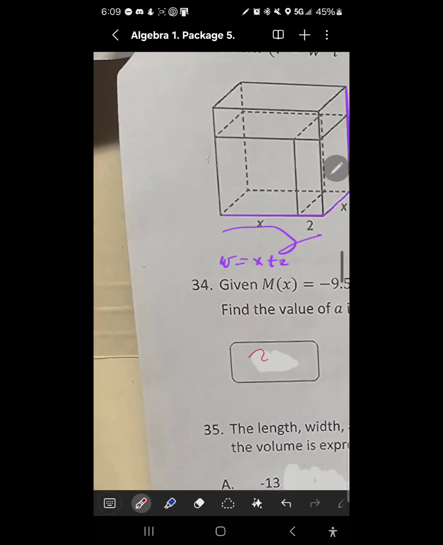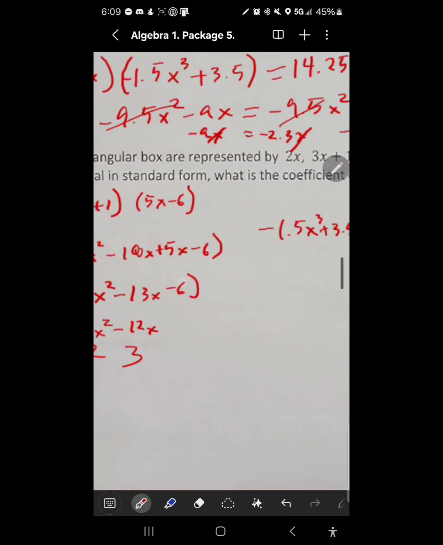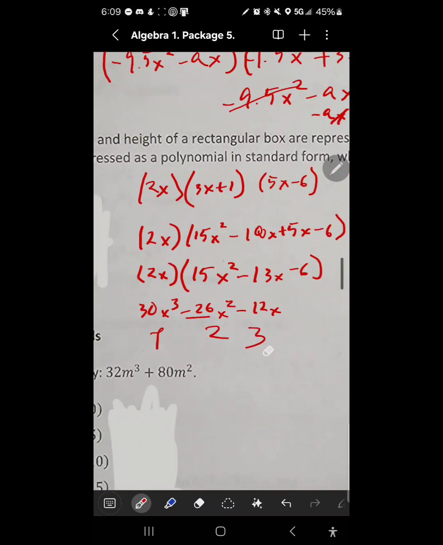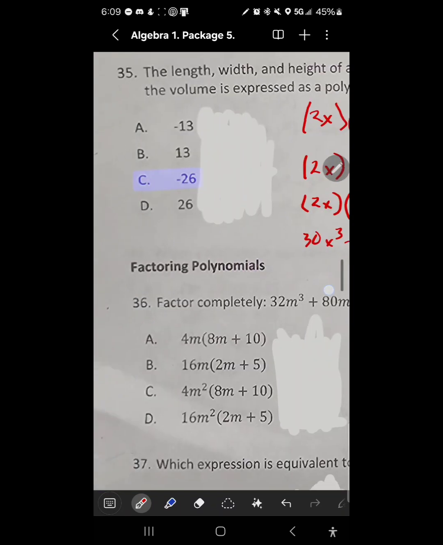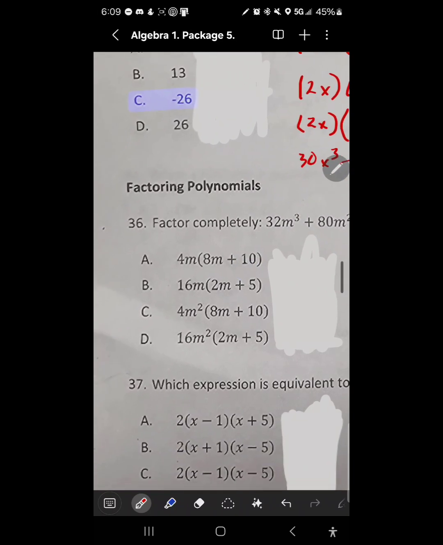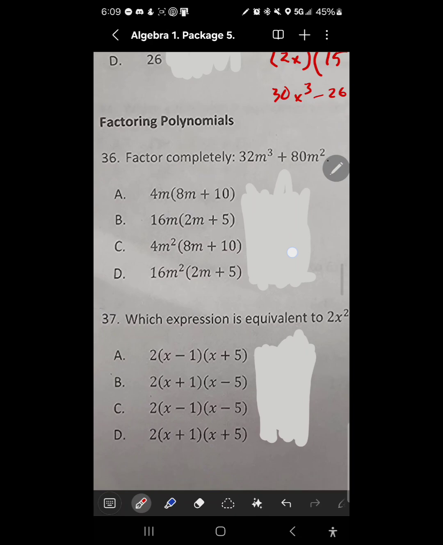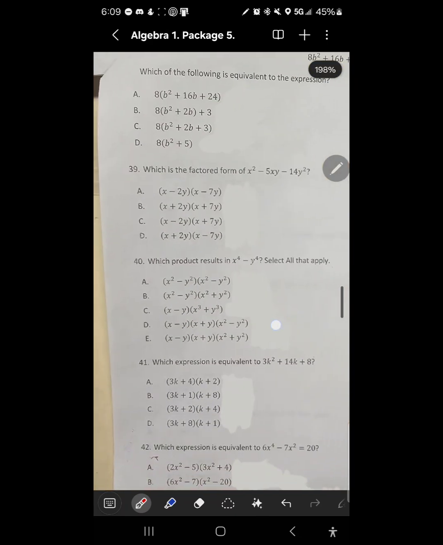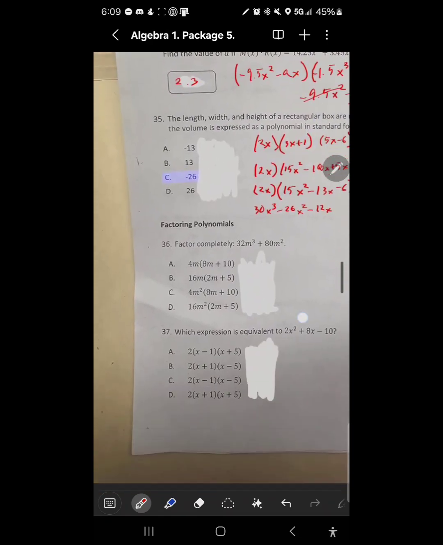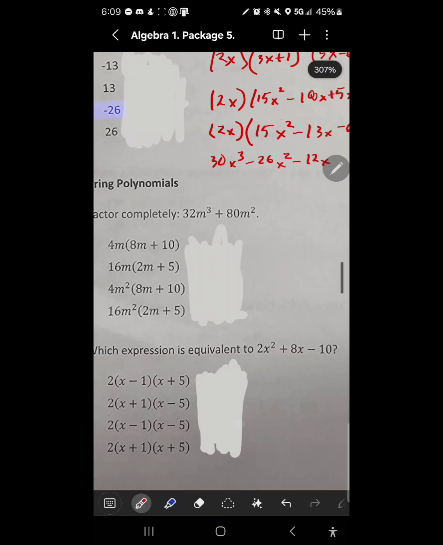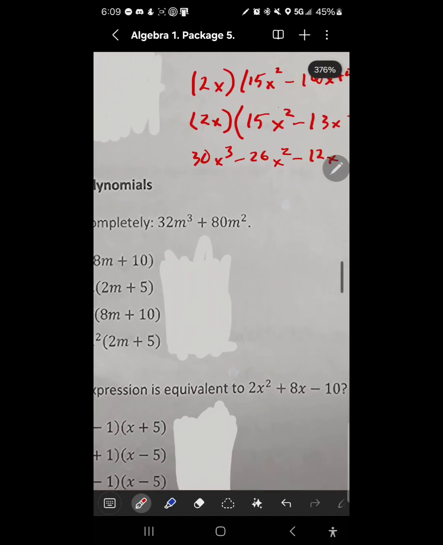Let me write the answer here that I did. Now this is a new topic. This is factoring. I'm just going to try to start it. So when we factor, we're taking out something that they have in common.